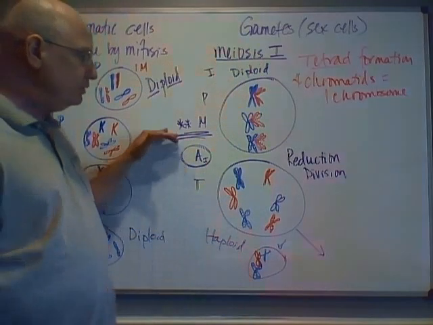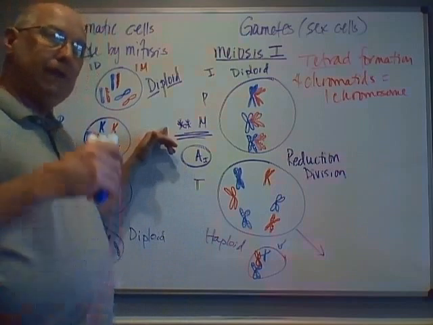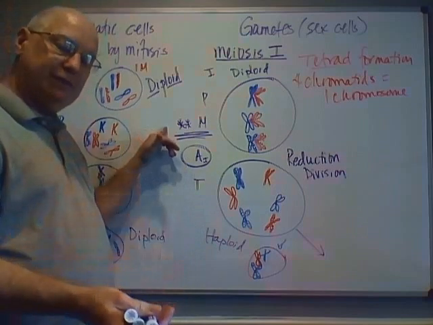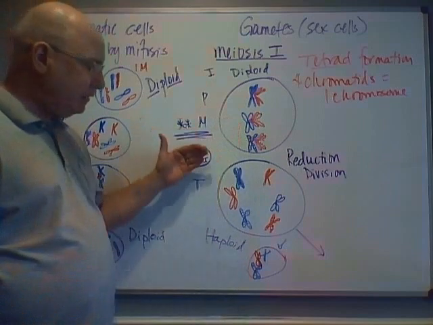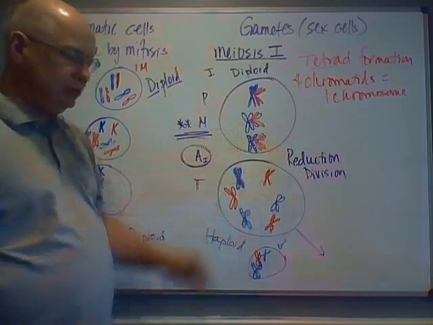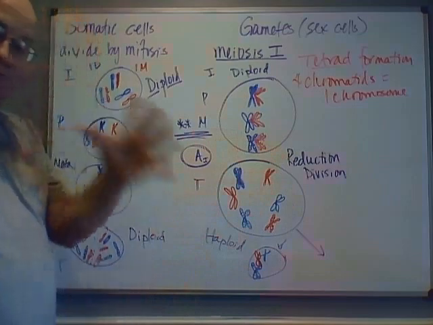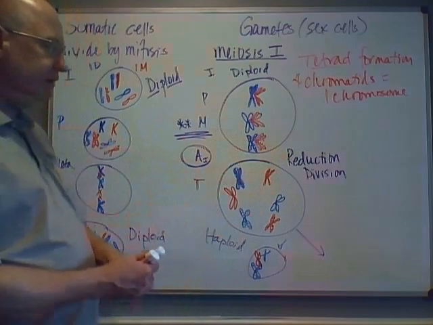So it's important to note that in metaphase of meiosis 1, we get the tetrad formation. And in anaphase of meiosis 1, we get the reduction division. Now, I hope you could follow all that. It's always no fun teaching this.